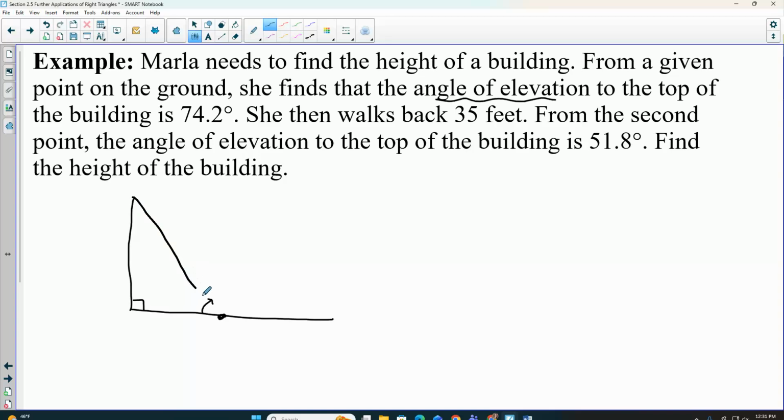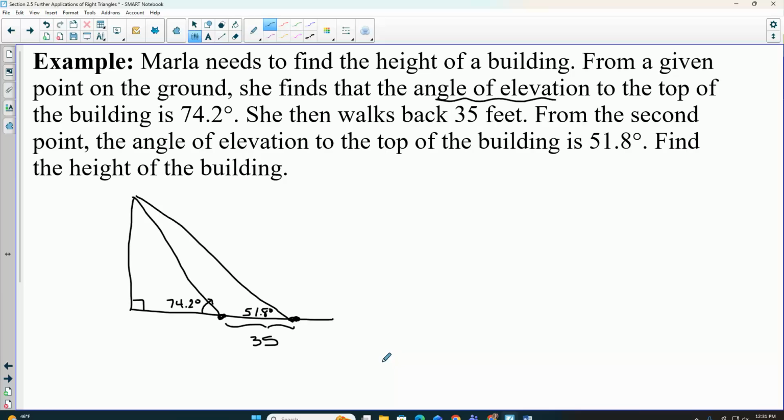So if I were to make this into a triangle, I know this is 74.2 degrees. She then walks back 35 feet. So this distance here is 35. From the second point, the angle of elevation. So I'm still standing on the ground, measuring distance to the top. This angle is 51.8 degrees. Find the height of the building.